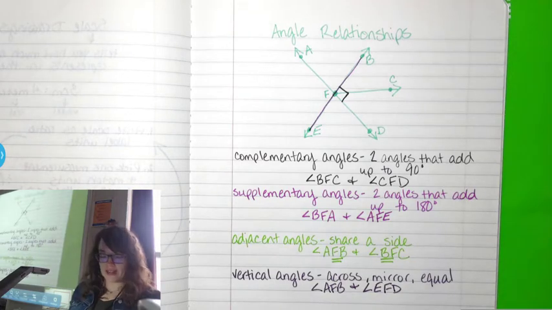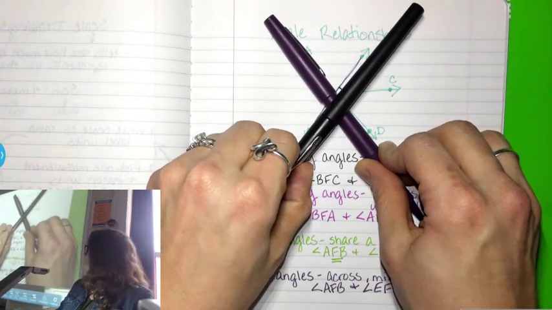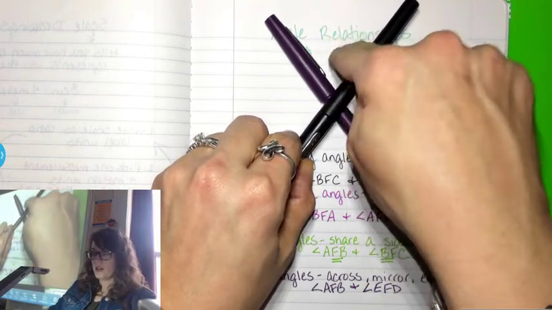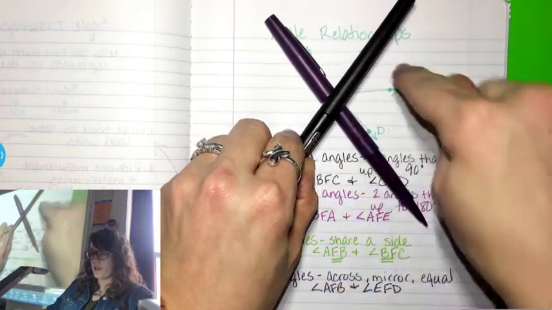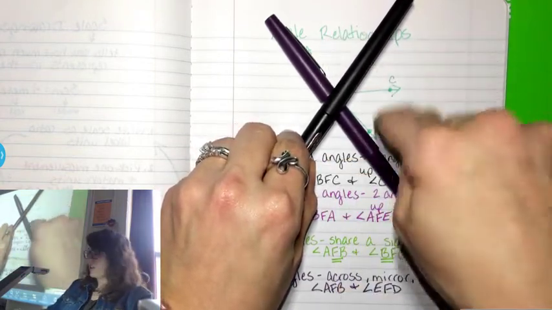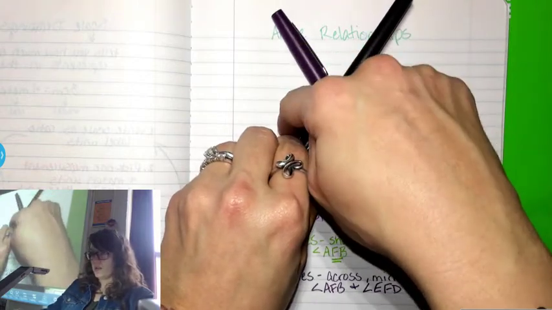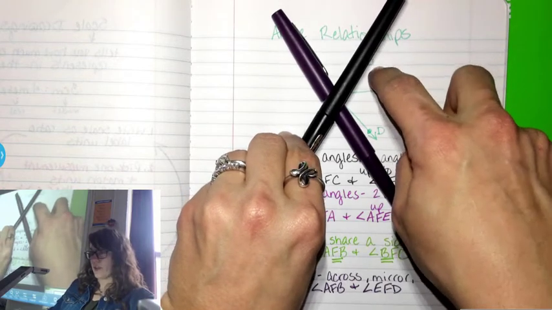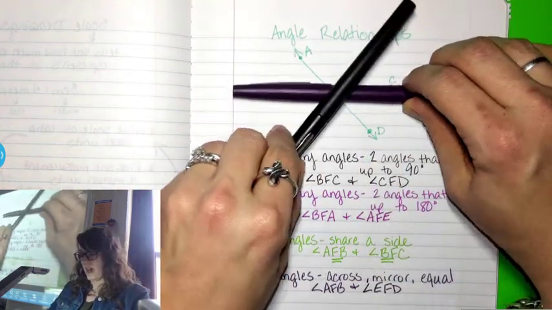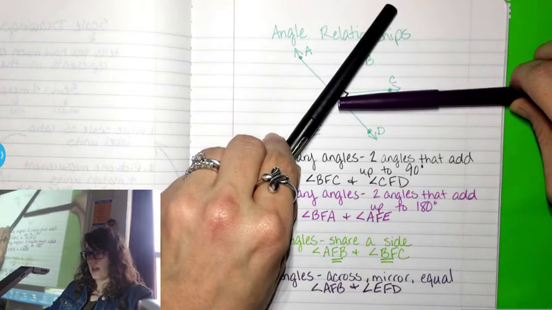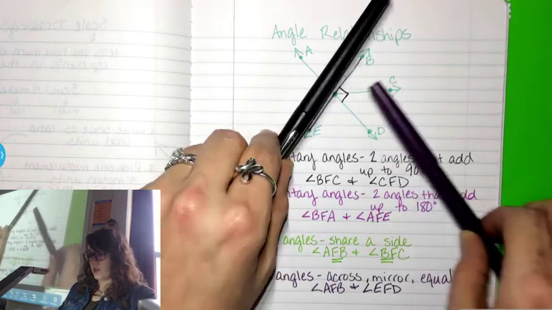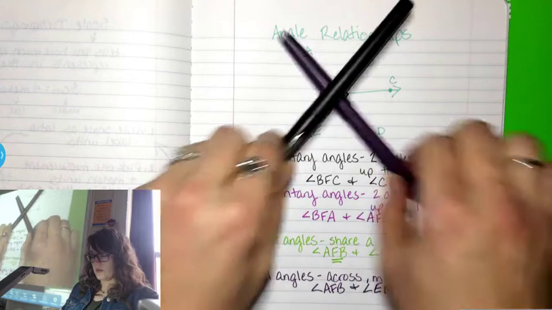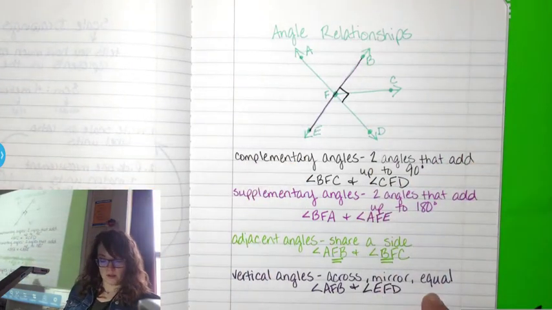You're looking for two straight lines that cross. The angles on both of those sides are vertical. So this angle is vertical to this angle. This whole angle is vertical to this whole angle. But this piece is not. This piece does not have a vertical angle because these two lines do not continue. You'd have to go all the way across both times. And those are your vertical angles. They are equal to each other. That's important.